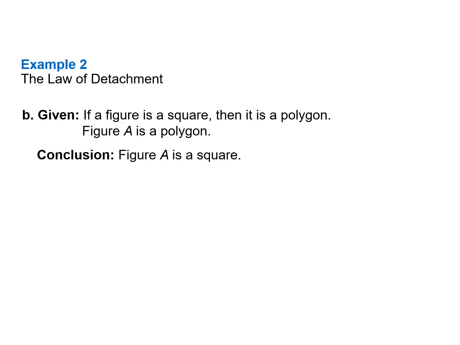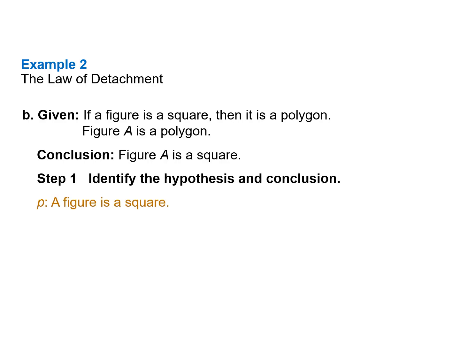One more. If a figure is a square, then it is a polygon. Figure A is a polygon. The conclusion is figure A is a square. Identify the hypothesis and conclusion. The hypothesis is that the figure is a square. The conclusion is it is a polygon.